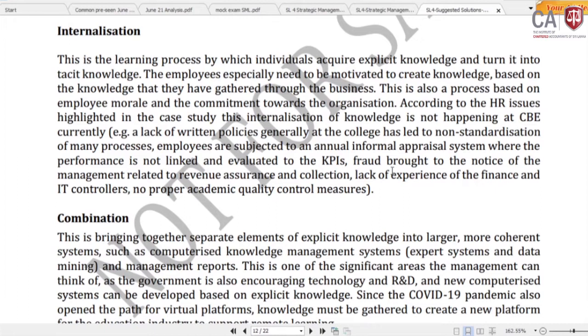According to the HR issues highlighted in the case study, this internalization of knowledge is not happening at CBU currently. For example, the lack of written policy at the college has led to non-standardization of many processes. Employees are subject to an annual informal appraisal system where performance is not linked to and evaluated against KPIs. Fraud arose from choices of the management related to revenue assurance and collection, lack of experience in finance and IT control, and no proper academic quality control measures. As internalization of knowledge is not there. So, if they had the required knowledge, these things may not happen, right. So, you should find some way of doing that.